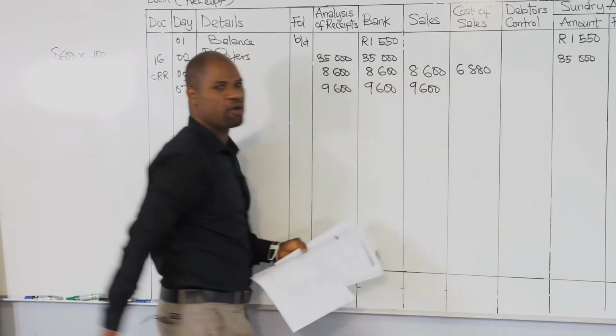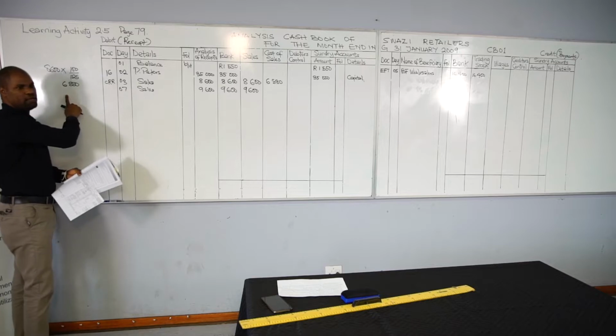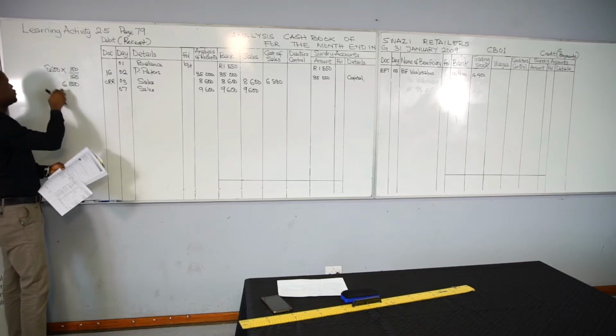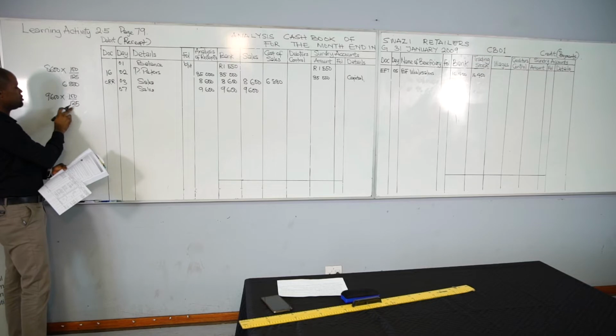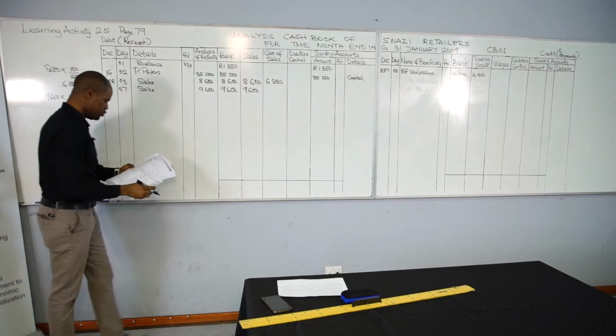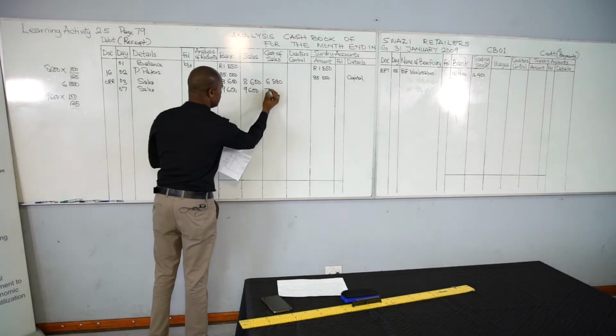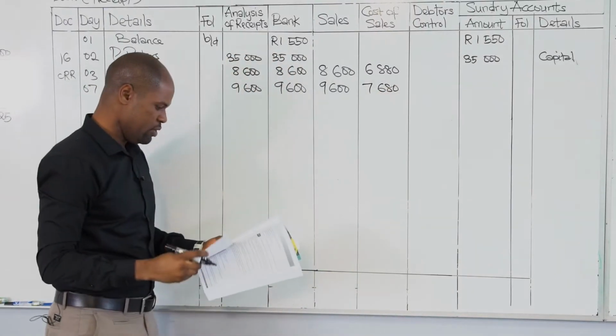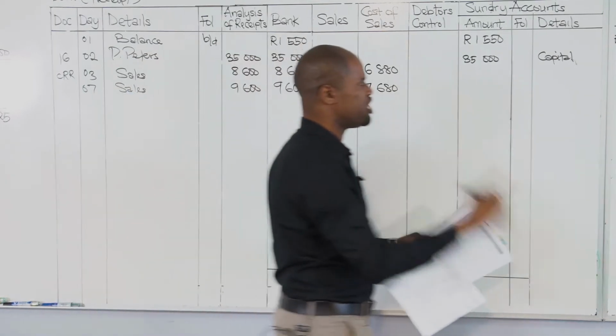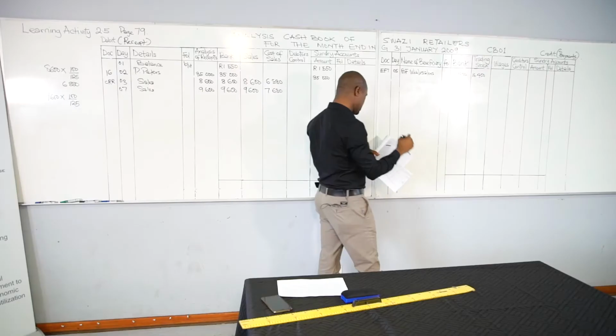It's a sale. It comes to sales also as the same. Then I calculate my cost of sale. Don't forget the formula. Even for the purpose of this, it's going to be the portion of the sales amount times 100 all over the cost plus my percentage. So here we are going to have 7,680.